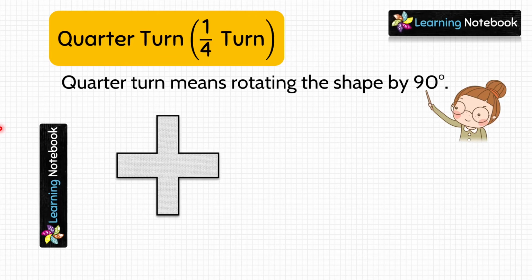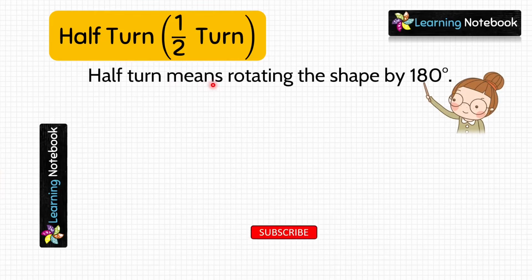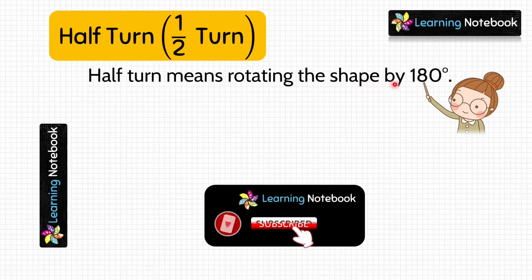Right, students? In the same way, let's give a quarter turn to this second figure. It means we will rotate it by 90 degrees. Next is half turn, or we can call it as 1/2 turn. Half turn means rotating the shape by 180 degrees.